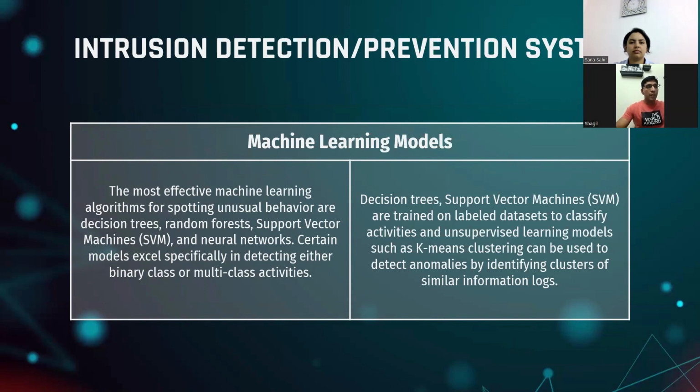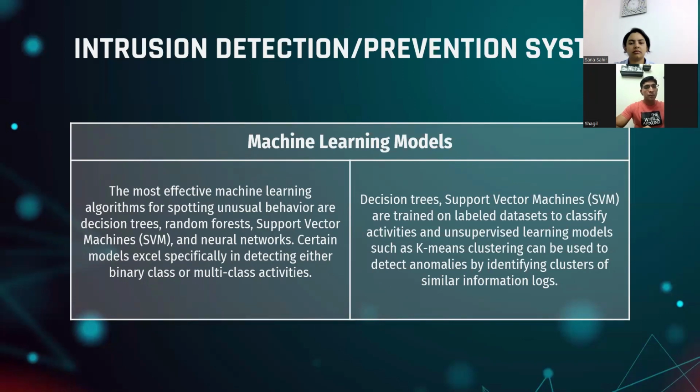So there are various AI models used under the IDPS. If I name them, I can talk about decision trees, random forest, SVM models, and various other neural networks. Some specific models detect the binary classes. Basically, this gives the result of whether the detection is normal or malicious. Then we have the multi-classes. This identifies various types of attacks. It's more effective compared to the binary class.